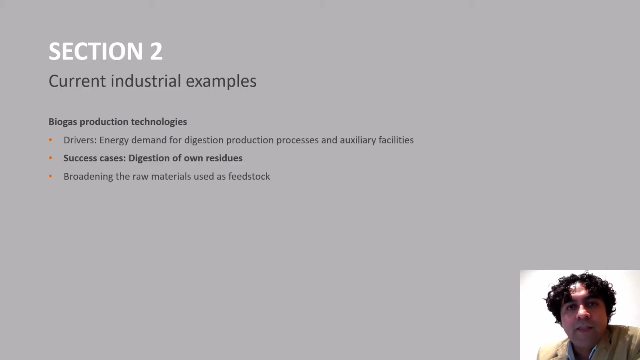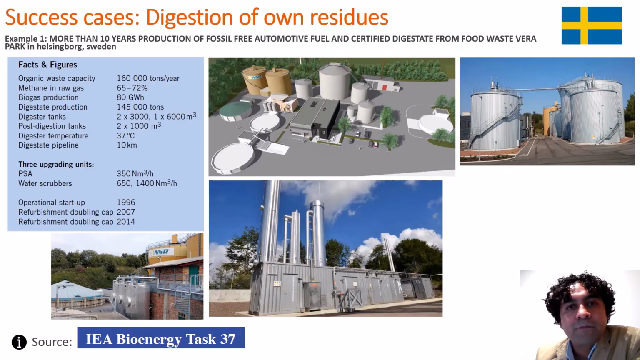Now we will review a few success cases for the digestion of residues produced on-site. The substrate used in the co-digestion biogas process are the organic fraction of household waste from municipalities, residues from food production companies, and manure. The digestate is distributed to agricultural land, effectively recirculating nutrients such as phosphorus. The purified biogas is used as automotive fuel for buses, waste collection trucks, taxis, and private cars.